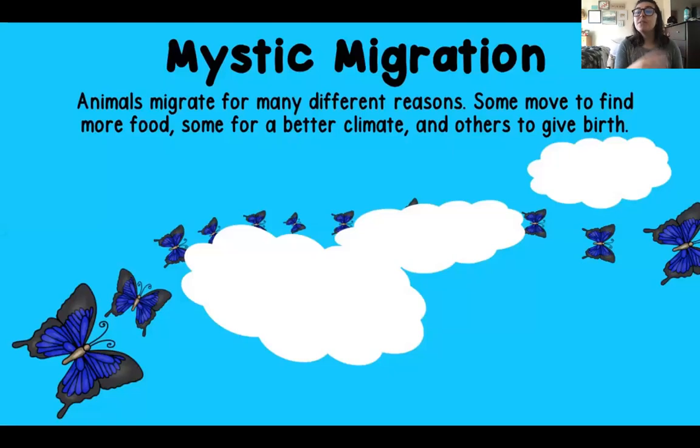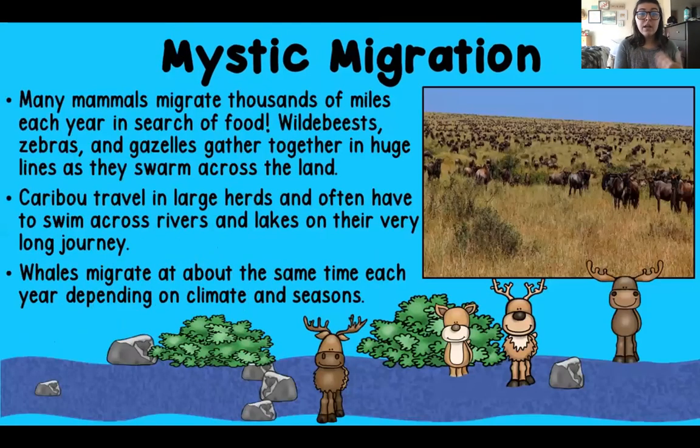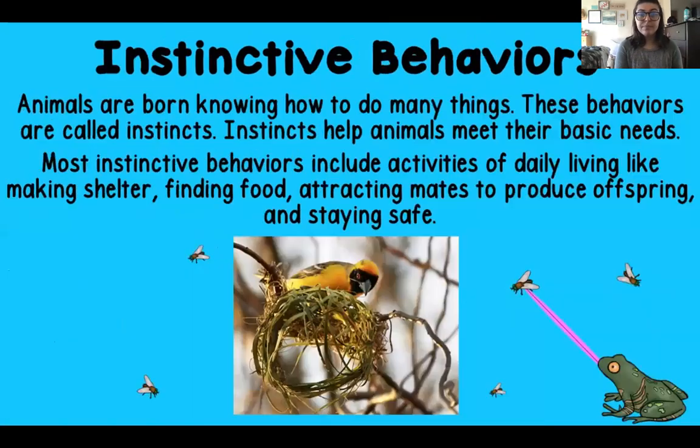And this is what we just talked about. Some move to find food, better climate, to give birth to babies. So migration is instinctive. That means that birds know how to do it and they know how to get to where they migrate without somebody telling them. They have like an internal sense of where they need to go. Some of them travel very long ways on land. Some of them have to cross water. It depends on the type of animal.